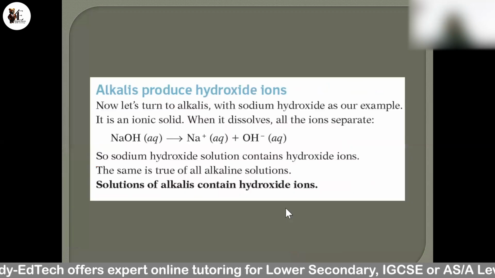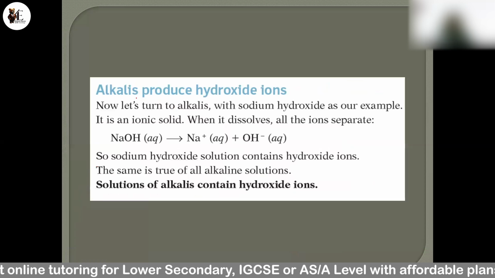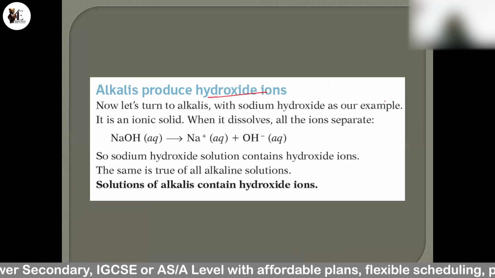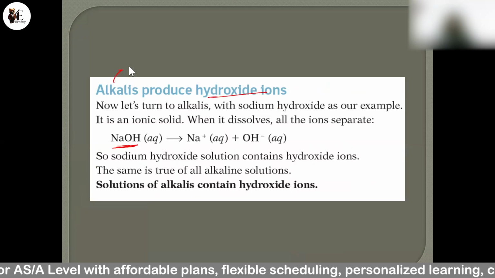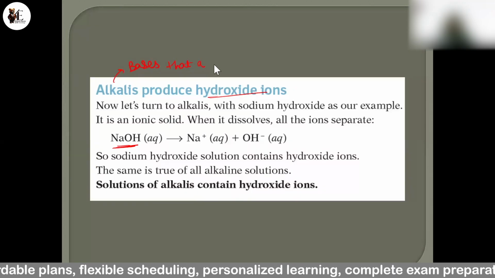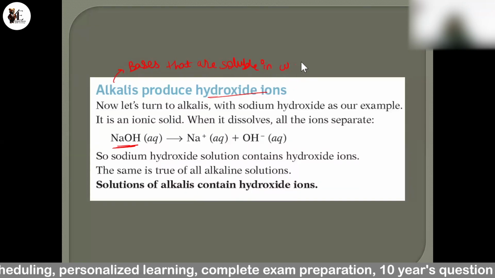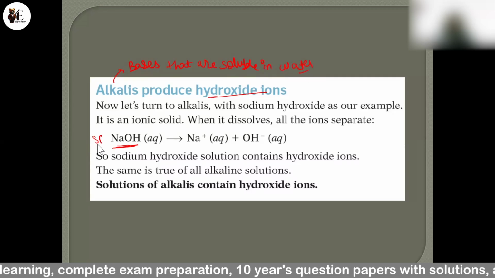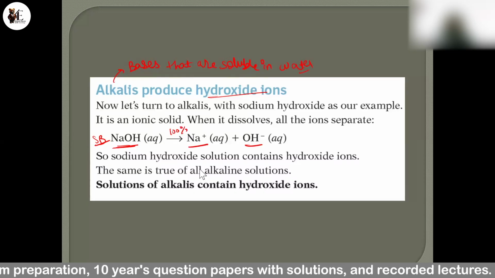Next, we are reading about the alkalis. As we have studied, acids produce hydrogen ions, so alkalis produce hydroxide ions. The best example of an alkali is sodium hydroxide. What are alkalis? Alkalis are bases that are soluble in water. Sodium hydroxide is a strong base, which is why it dissociates completely, 100%, into Na+ and OH-.